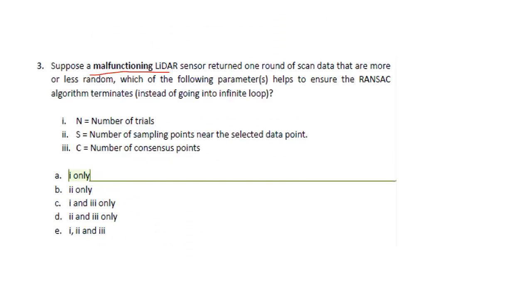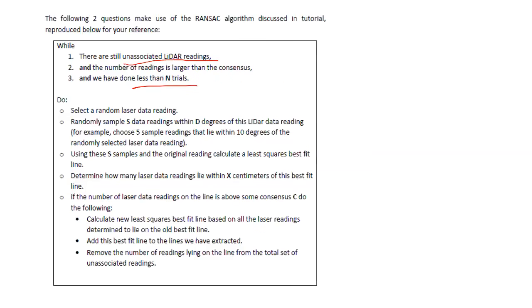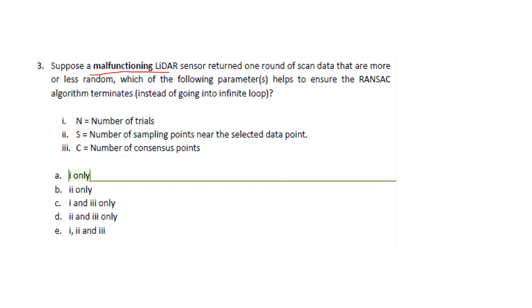Okay, now if my lidar is malfunctioning, which means what? Which means that I will not be able to come up with any form of consensus, correct? Because definitely the number of readings will always not fall within the number that I need to come up with a proper boundary or proper obstacle definition within the map. So C is not going to be a factor in making the thing stop, correct?